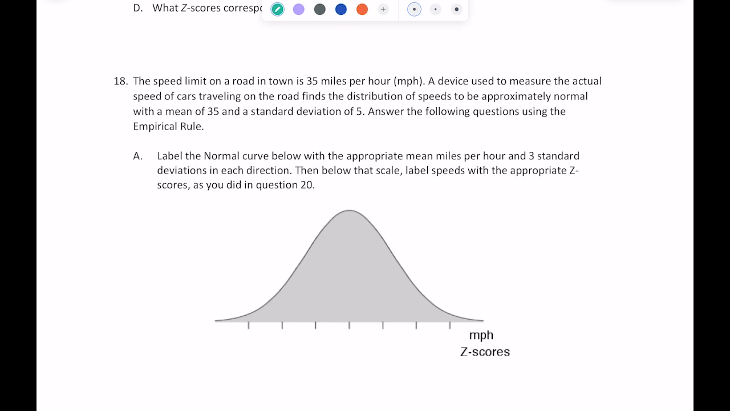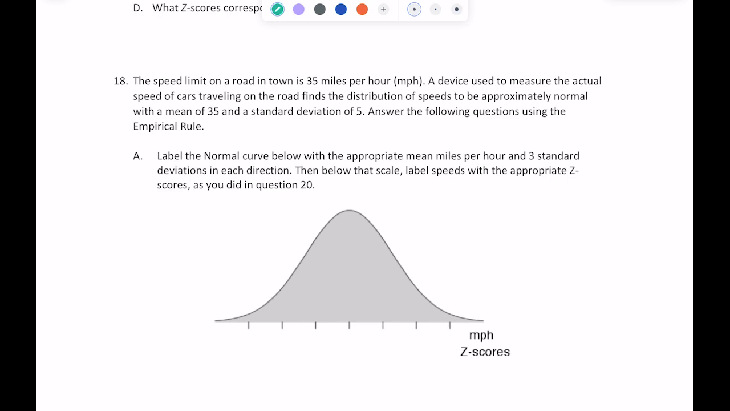The speed limit on a road in town is 35 miles per hour, and a device used to measure the actual speed of cars traveling on the road finds the distribution of speeds to be approximately normal, with a mean of 35 and a standard deviation of 5. Answer the following questions using the empirical rule. So we want to label the normal curve below with the appropriate mean miles per hour and 3 standard deviations in either direction.